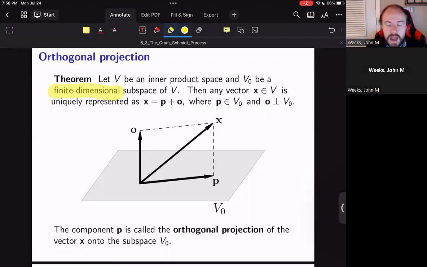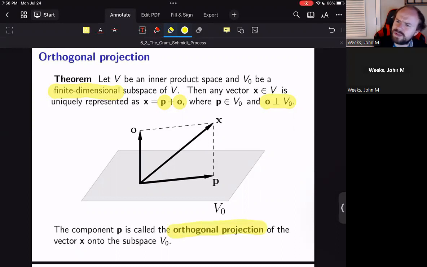subspace here, then any vector in our vector space can be uniquely represented as the sum of two things. The sum of a projection, an orthogonal projection vector, kind of like what we had in Rn, plus another vector O, where O is going to be orthogonal to our finite dimensional subspace that we've chosen, our V naught. Again, this component P is also called the orthogonal projection of X onto the subspace V naught.